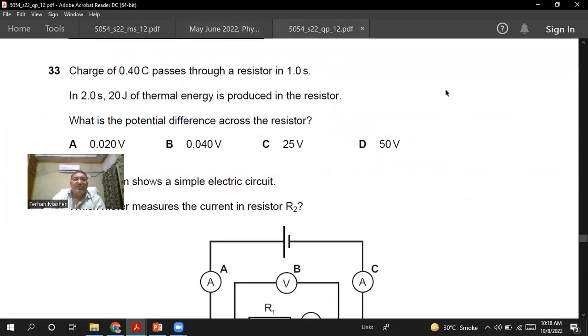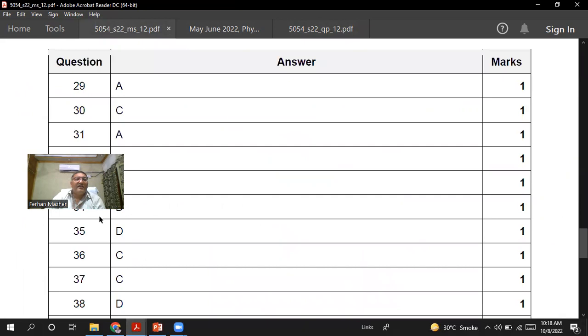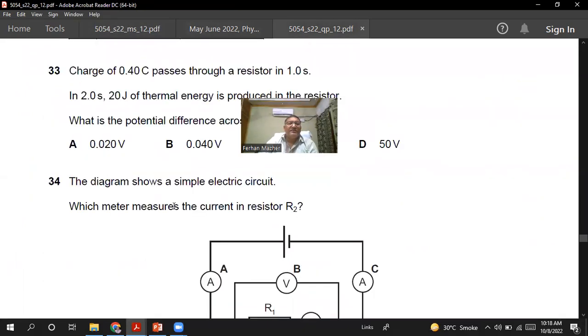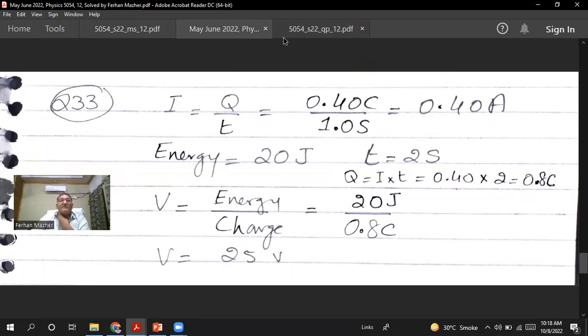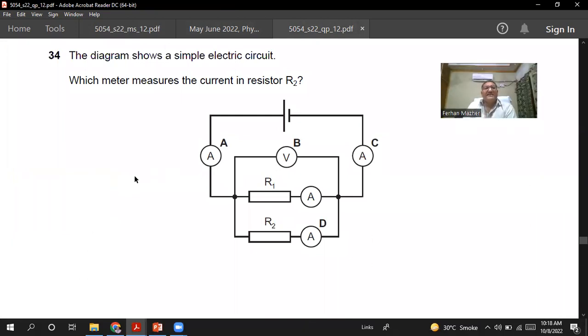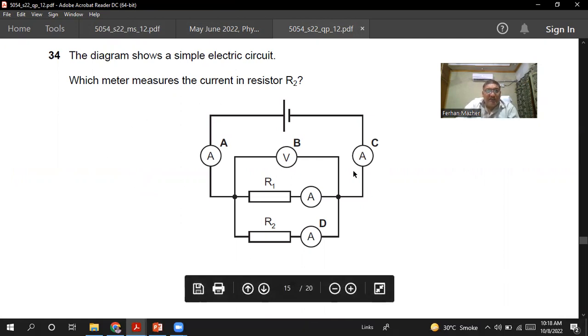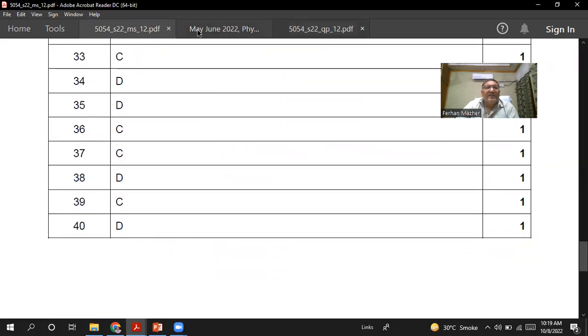Question number 33, 25 volt. So we think that C is the right option. Question number 33, C is the right option. Question number 34, he says the diagram shows a simple electric circuit. Which meter measures the current in the resistor R2? So this ammeter will measure the current flowing through the R2. Very simple, straightforward. Okay, 34, D is the choice. Question number 34, D is the right option, sir.